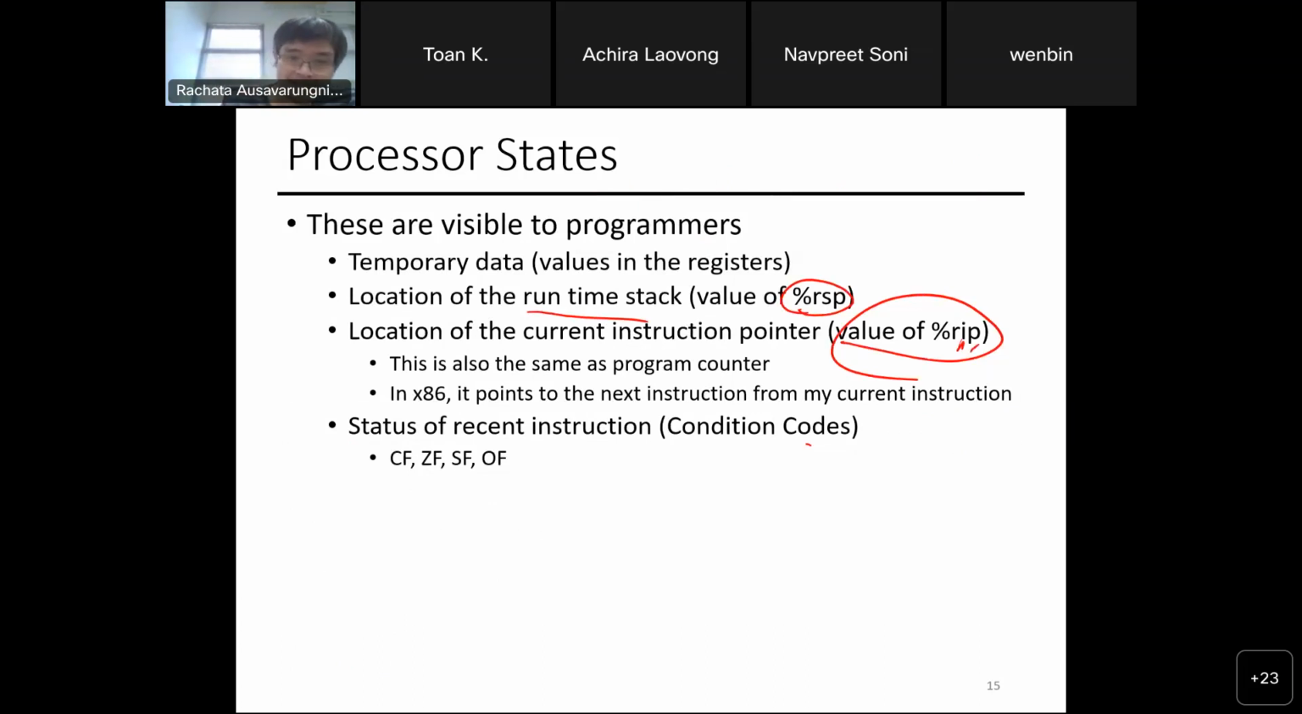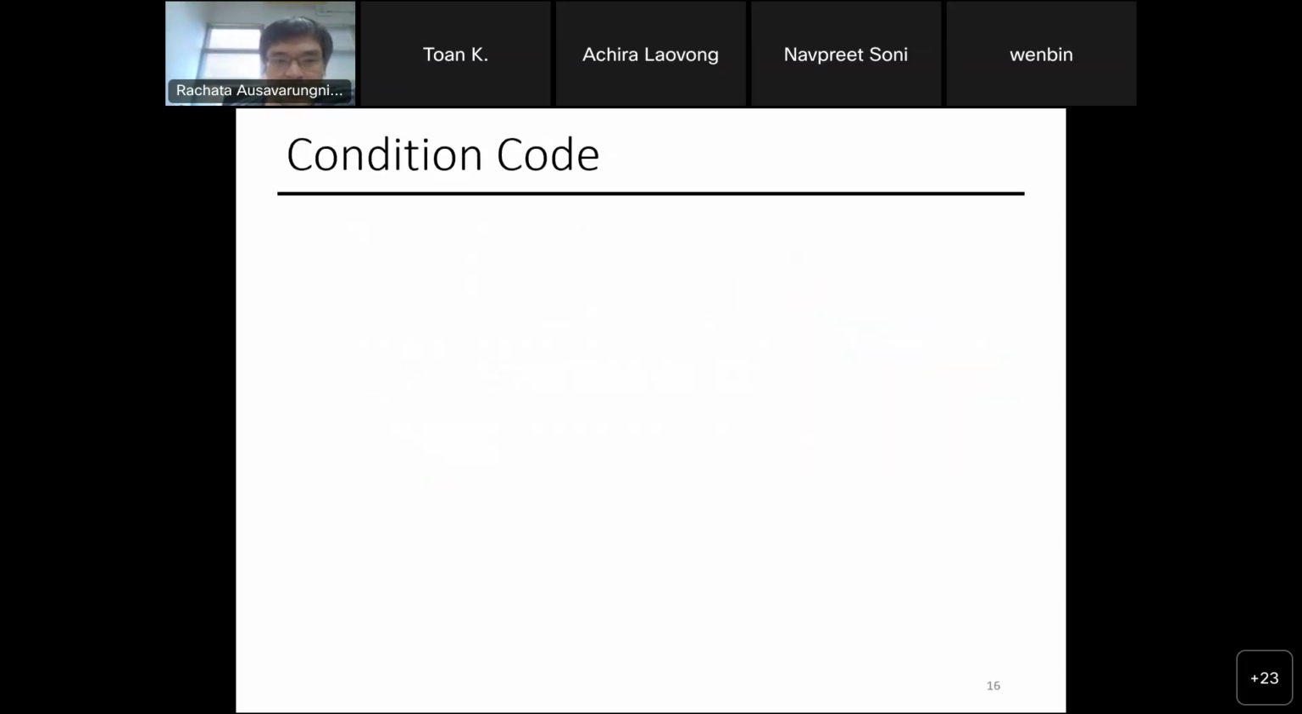Or the status of the recent instruction. If there's a carry, if there's a result in a zero, yes. Or overflow or sign. Right? If it results in a negative number, the sign bit will be 1. If it's overflow, the overflow bit will be 1. If, let's say you add 2 numbers and there's a carry, the carry bit will be 1. If you subtract 2 numbers and the result is 0, the 0 bit will be 1, right?